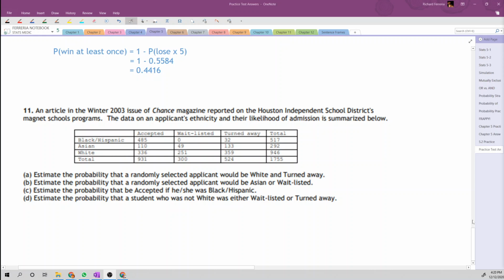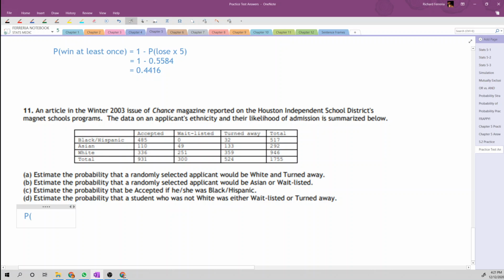Okay, we're here with the Chapter 5 practice test for statistics and question 11. An article in the winter 2003 issue of Chance magazine reported on Houston Independent School District's magnet schools programs. The data on applicant ethnicity and their likelihood of admission is summarized in the table below. So we've got a very robust table here. And the first question is, estimate the probability that a randomly selected student would be white and turned away.